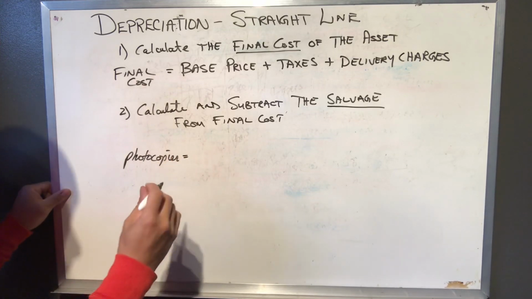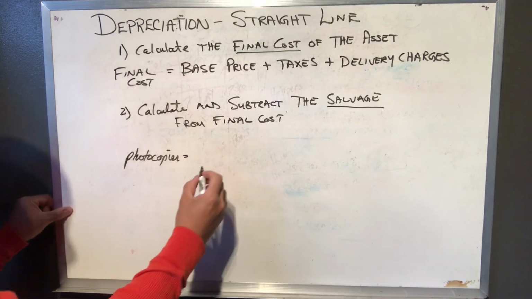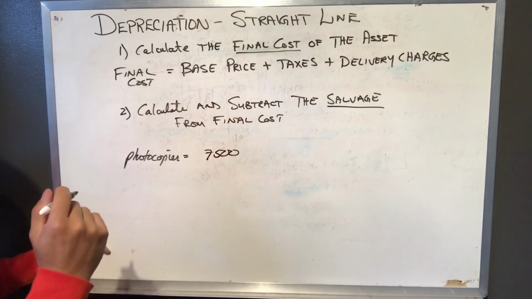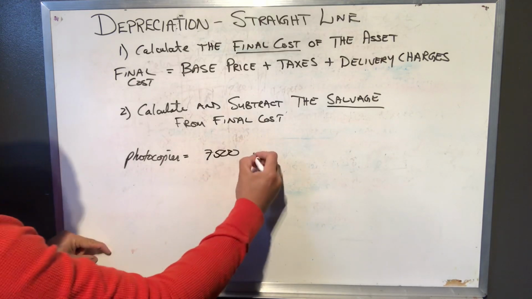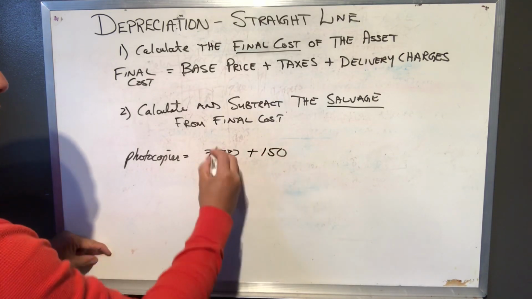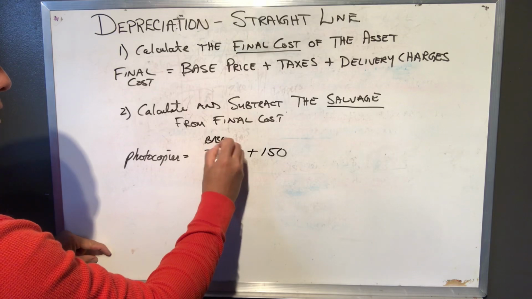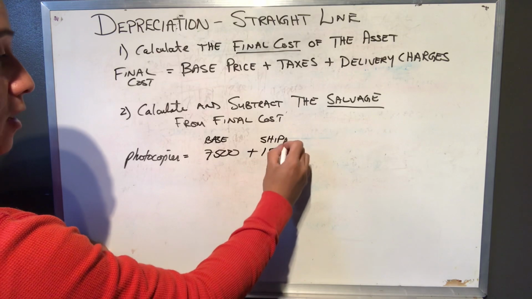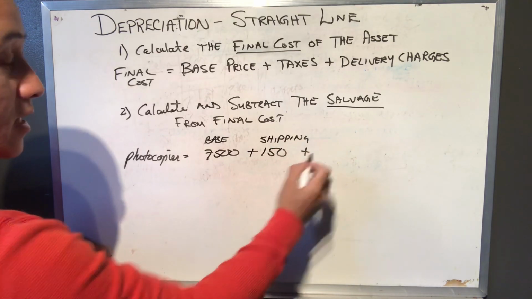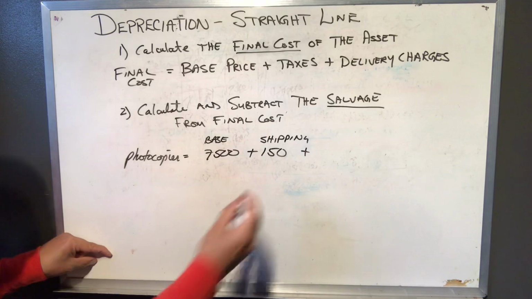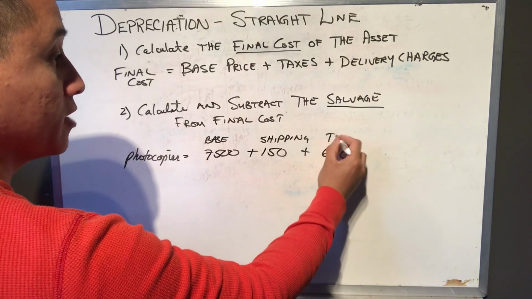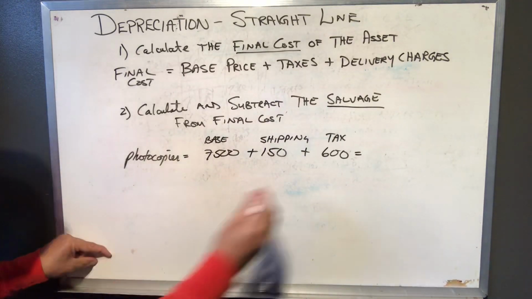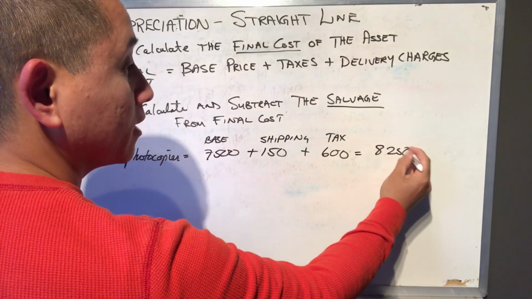and I bought it for a base price of $7,500. Now, applicable cost to ship it would be $150. So this is the base, this is the shipping cost, plus the applicable taxes in this case. Let's say that they're $600. So this would be tax. So the total cost, the final cost would be $8,250, let's say.